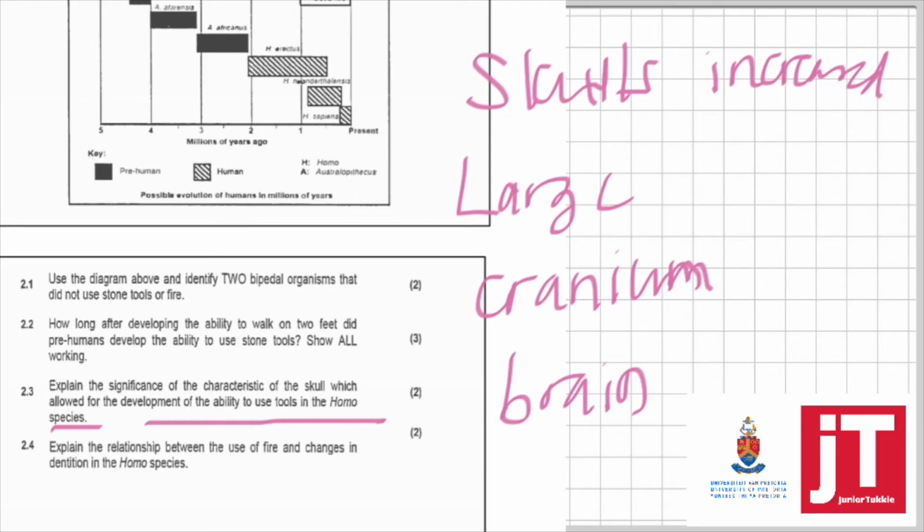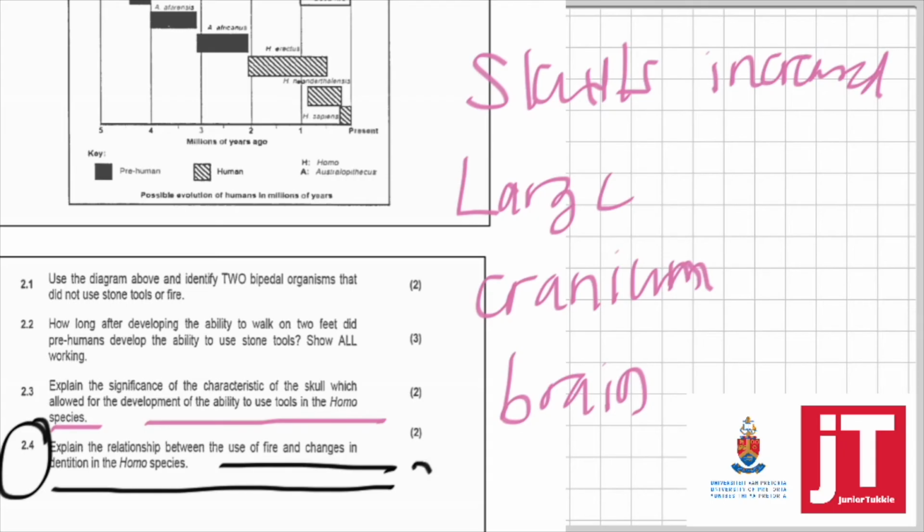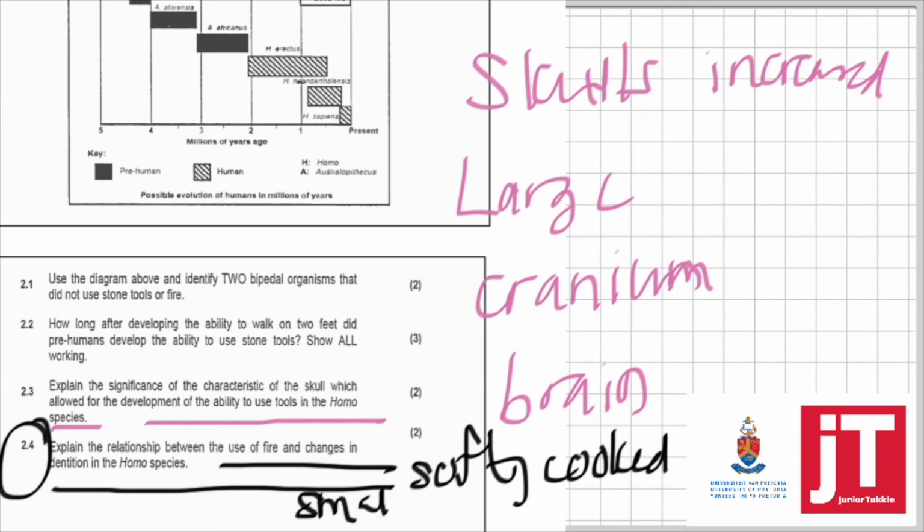Right, question 2.4. Explain the relationship between the use of fire and the changes in dentition. This is a very famous question. If you've watched all my other videos, you will see we have come across this question many a time. So, fire actually led to the diet changing. And fire allowed for the food to be cooked, to become soft and cooked. And as a result, the teeth changed to smaller canines.